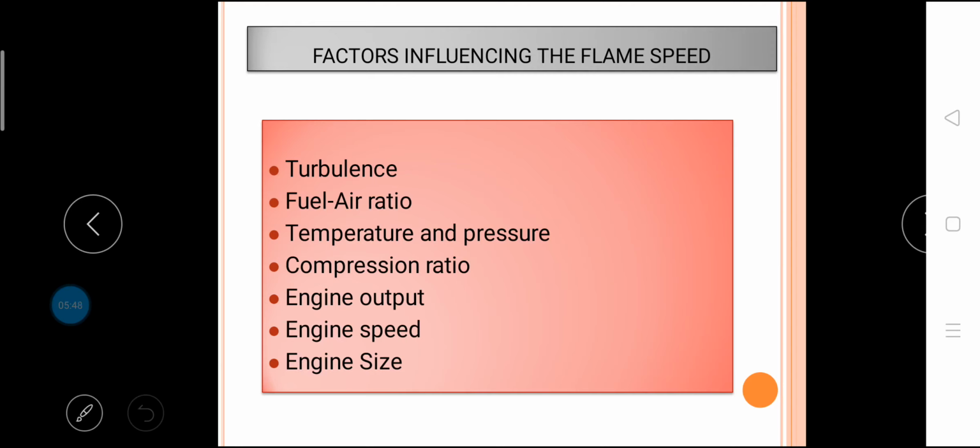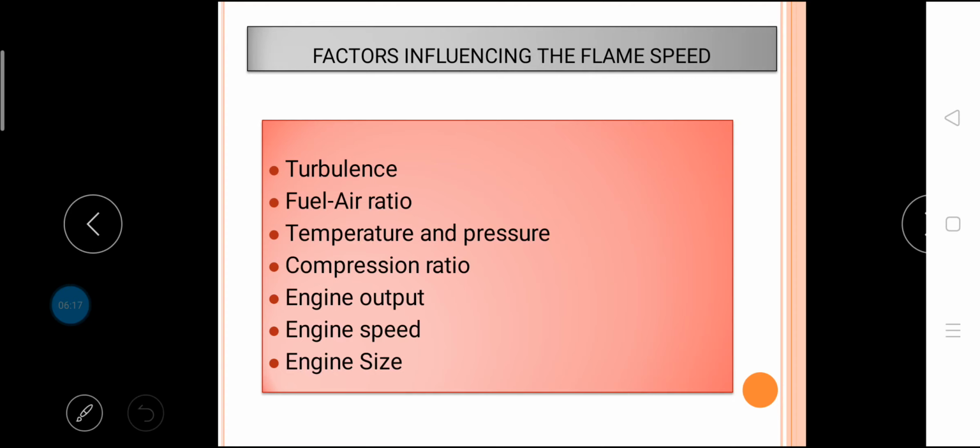Next, let us discuss engine size. The size of the engine does not have much effect on the rate of flame propagation. In large engines, the time required for complete combustion is more because the flame has to travel a longer distance. This requires increased crank angle duration during the combustion. This is one of the reasons why large sized engines are designed to operate at low speeds.